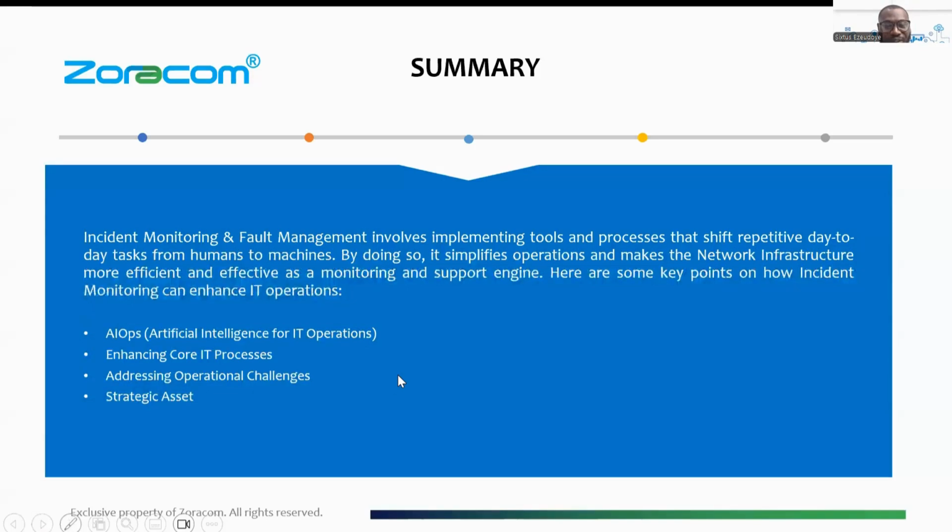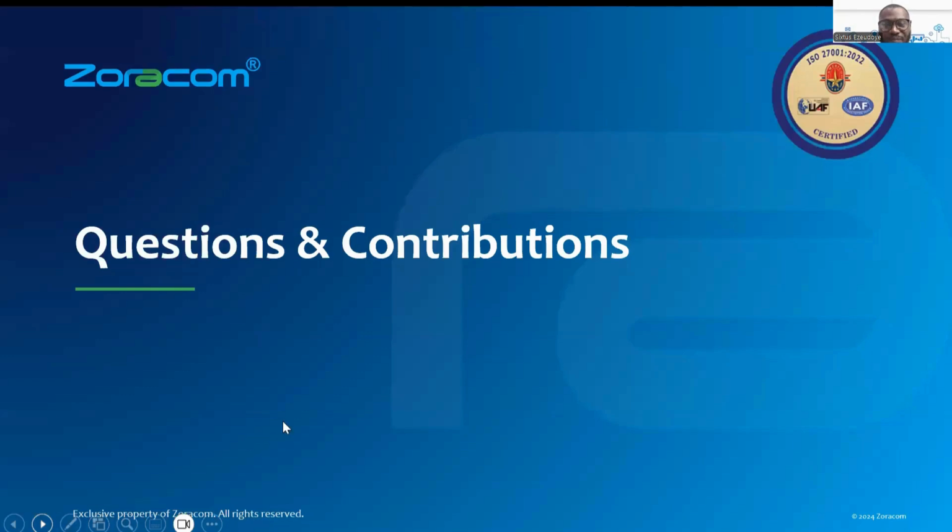So in summary, dear friends, irrespective of what IT service you render, are you into telecom or whatever, incident monitoring and fault management cannot be overemphasized and involves implementing the right tools, such as our Miro solution, to help to monitor and support your activities, addressing your operational challenges, and enhancing your core IT processes. So thank you, ladies and gentlemen. Thank you, dear friends, for making time to work with me in discussing this very important topic, incident monitoring and fault management. So I leave the floor to questions and contributions. Thank you very much once again.